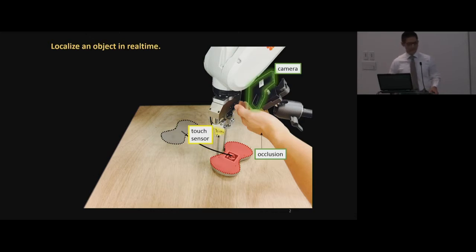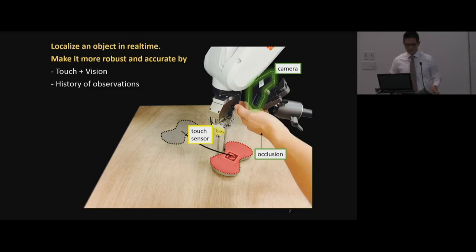So the main theme of this thesis is about localizing an object in real time in the manipulation scenario, like pushing an object from A to B. And we want to make it more robust and accurate by fusing touch and vision. And we also want to incorporate a history of observations so that it can be robust to occlusions or sensor noises.